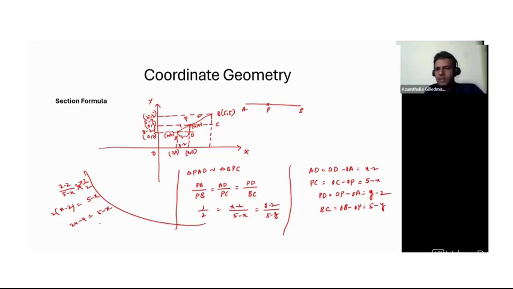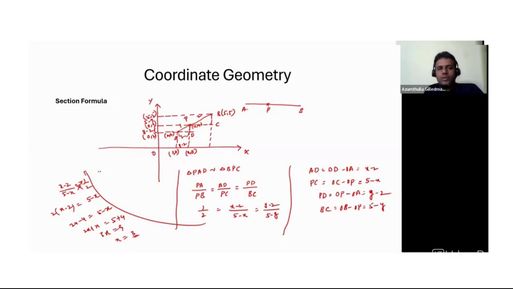Let's arrange the X terms to one side. So then 2X plus X becomes 5 plus 4. That means 3X is 9. Then I can say X is 3. So I got the value of X.